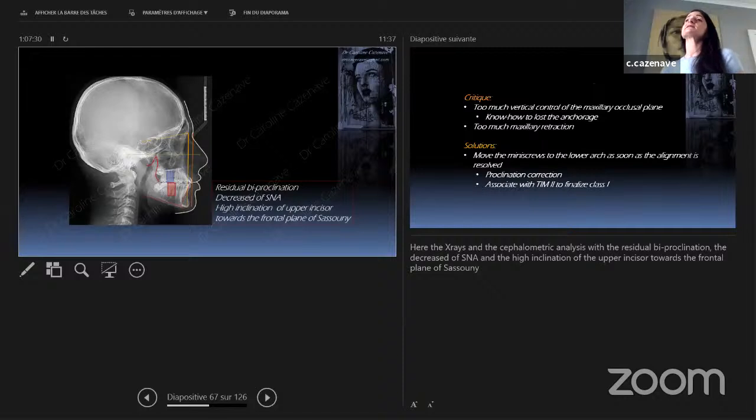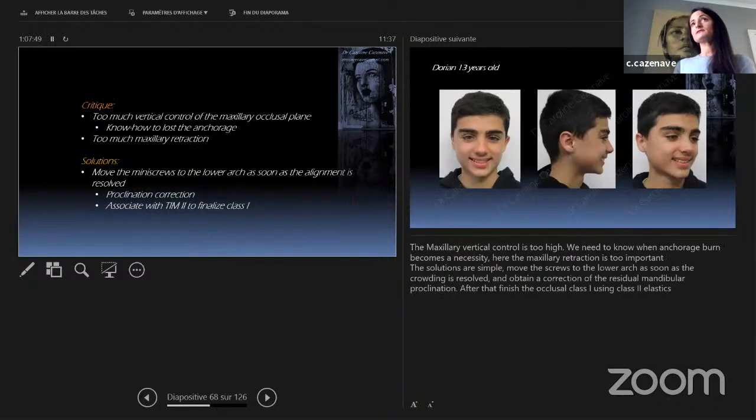So to summarize, with the cephalometric analysis, there's a residual mandibular pronation, the decrease of Fessine, and the high inclination of the upper incisor towards the frontal plane of Sassoon. The maxillary vertical control is too high.